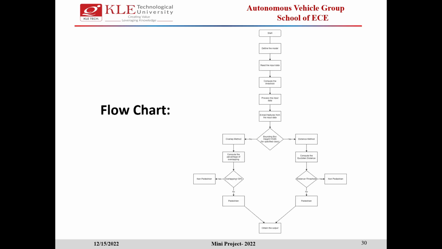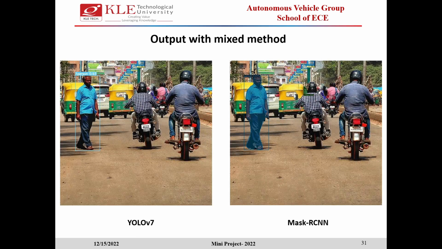Here is the flow chart, where we take the input and then compute the threshold. Then we extract the features from the data. If the height of the bounding box of the motorcycle is greater than its width, then we opt for the distance method, or else we go with the overlap method. These are some outputs of the mixed method.